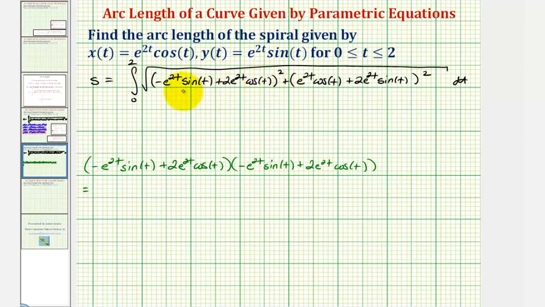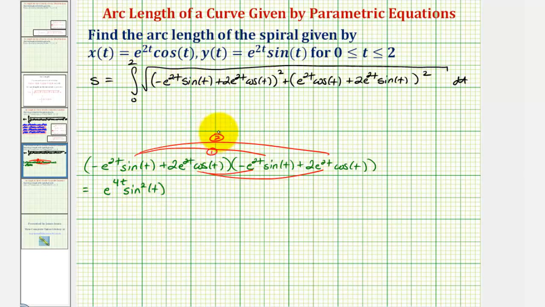Let's begin by squaring this and simplifying. So there's no shortcut to square this. We have to write out the factor twice. Notice how we'll have four products: 1, 2, 3, and 4. Notice for the first product, we'd have a negative times a negative, that's positive, and then we'd have e to the 4t. When multiplying, the bases are the same, so we add the exponents, and then we have sine squared t.